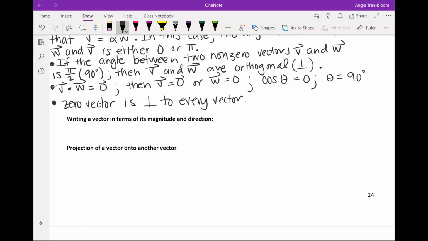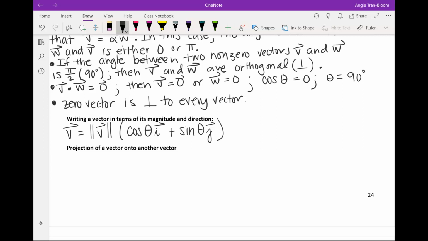Okay. Writing vectors in terms of its magnitude and direction. This is a review. If I give you the magnitude and I give you the angle, which is the direction, how do you go backwards and give me the vector? What's the formula from yesterday? Vector v is the magnitude of v times the cosine of theta i plus sine of theta j. So horizontal and vertical. Perfect.